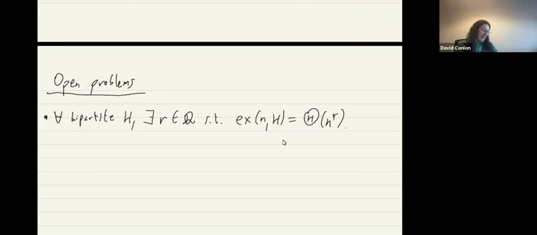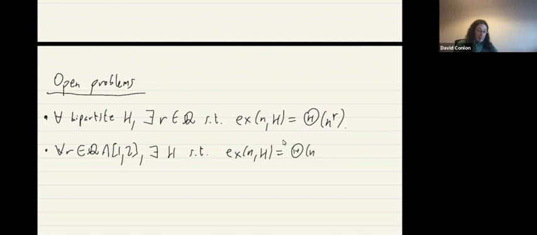There's also the converse conjecture that for all rationals r between one and two, there exists a bipartite H such that exactly the same thing, the extremal number is equal to theta of n to the r. This reverse conjecture, sometimes they're both referred to as the rational exponents conjecture, has actually seen a lot of work recently. So for example, proofs for families by myself and Boris Bukh.